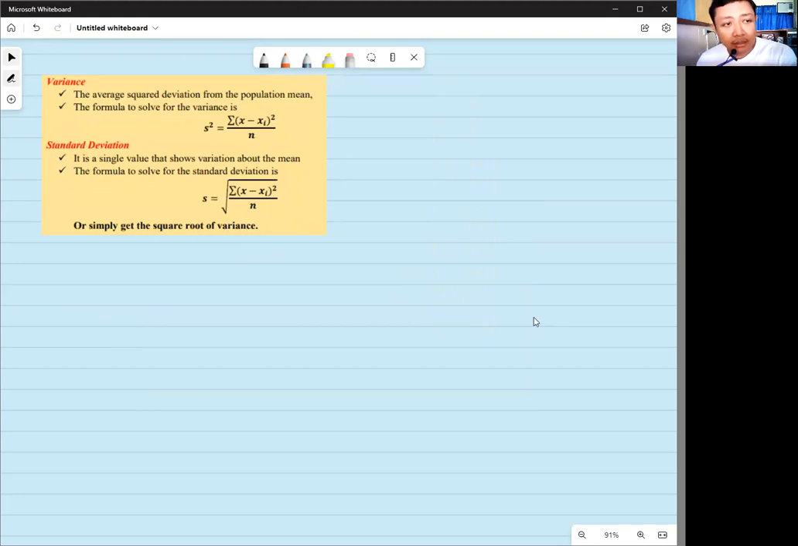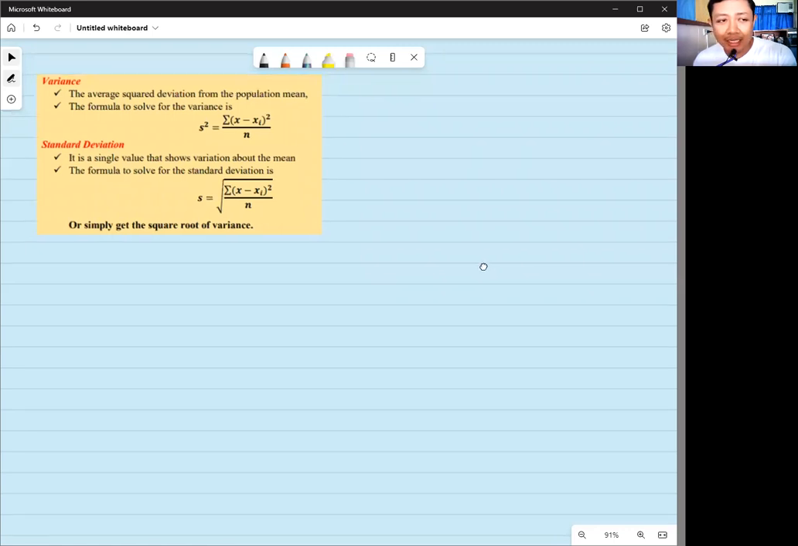Okay, here it is. So the variance is the average squared deviation from the population mean. And the formula to solve for the variance is this. We have S squared equal to the summation of (X minus X sub i) quantity raised to 2, over n. And for the standard deviation, it's the same formula as the variance, and then we just have to get the square root of it.